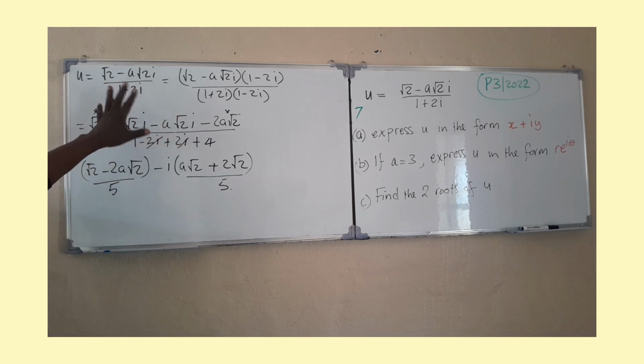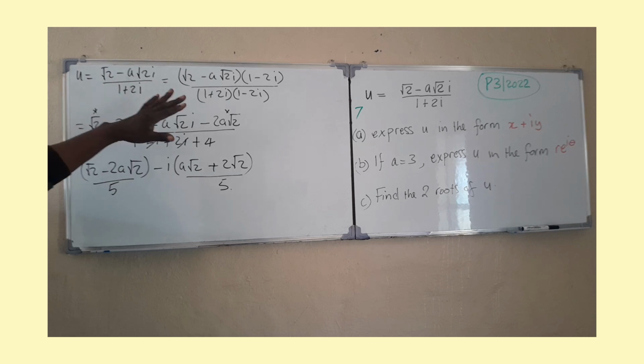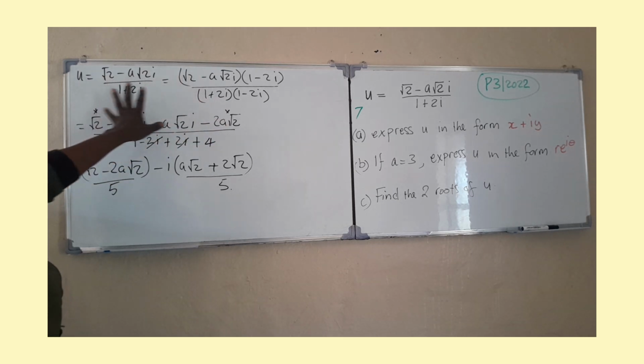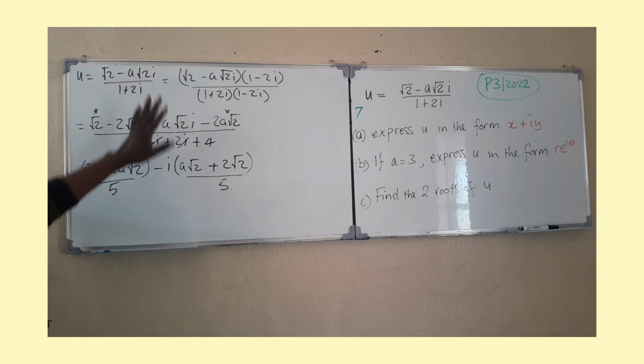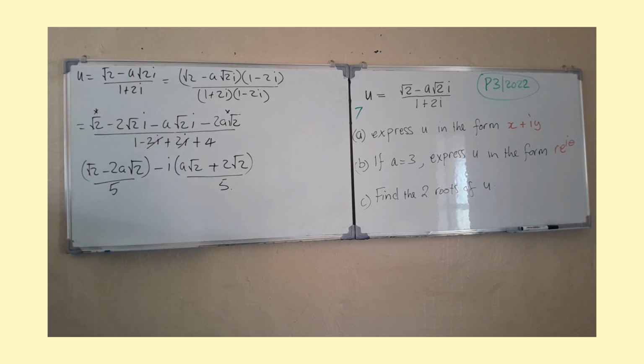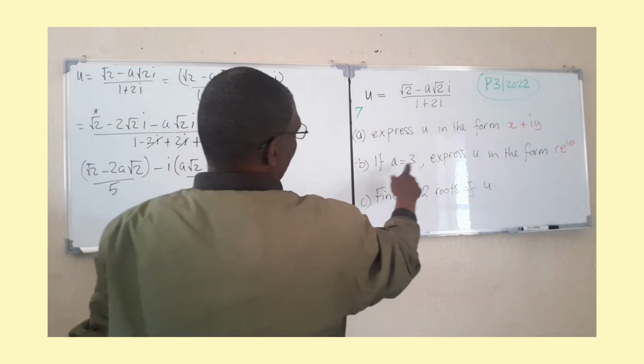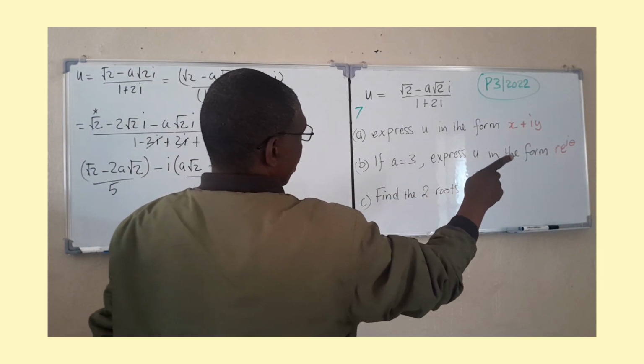The test will be mostly in handling your i's and the associated negative and positive signs that go with it. So now let's go to question B. B says if a is equal to 3, express u in the form that.